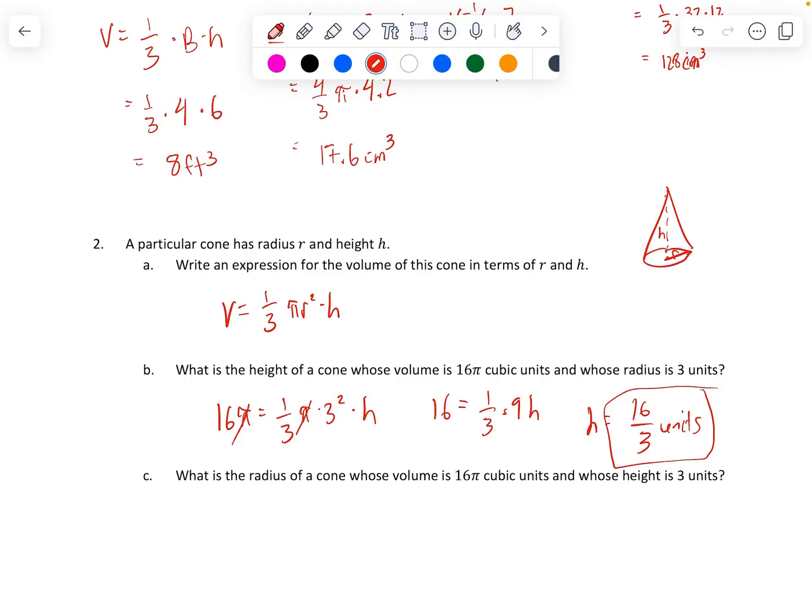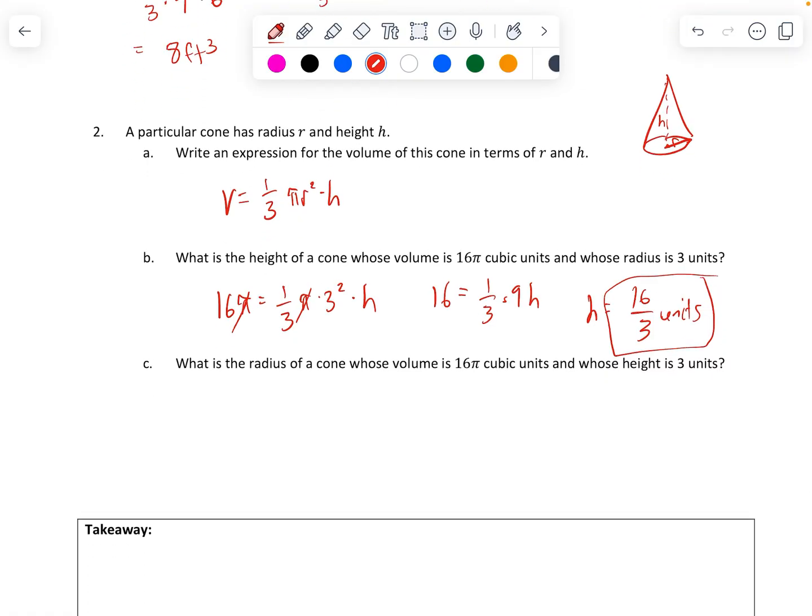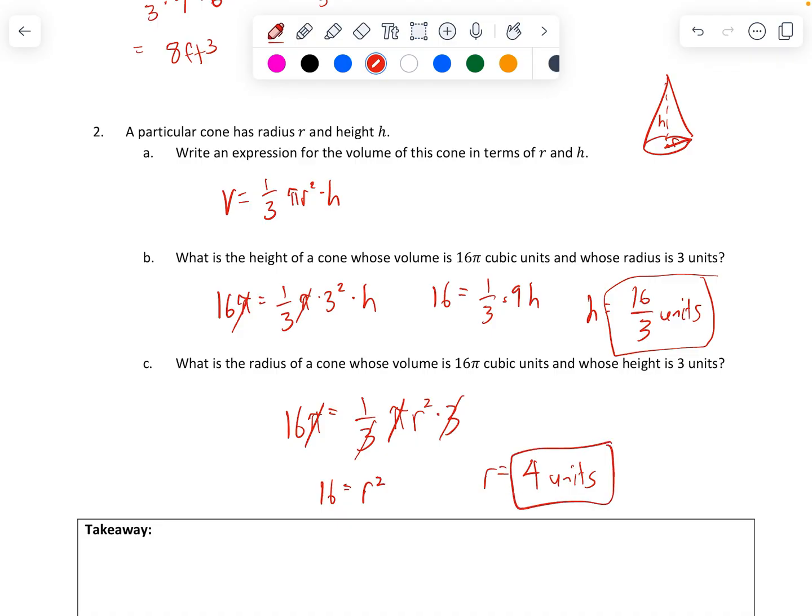What is the radius of a cone whose volume is 16 pi cubic units? So if the volume is 16 pi, let's just write in 16 pi. It's 1/3 pi r squared times 3. The 3 and 3 cancel. So you get 16 pi equals pi r squared, so cancel out the pi's. So 16 equals r squared, square root both sides. So r is plus or minus 4, but in this case, it can only be 4 because radius can't be negative. So your final answer is 4.